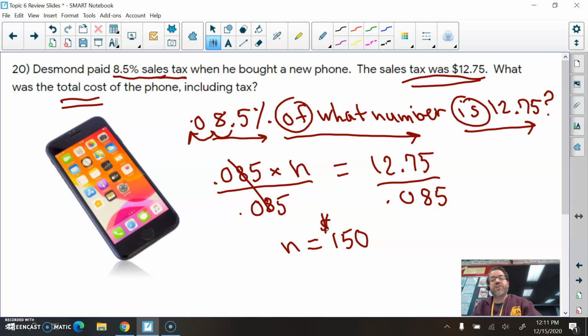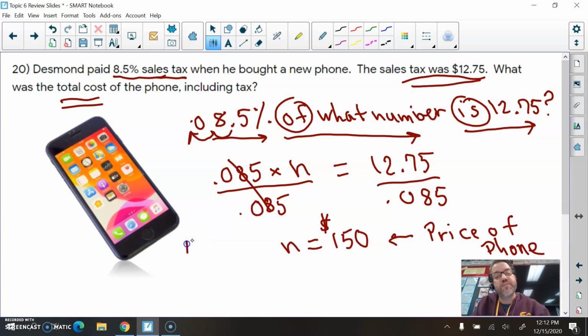Okay, so this is the cost. That's the price of the cell phone. Is that the answer to this question? $150? What was the total cost of the phone, including tax? This is the price for the phone. By the way, that's a very inexpensive phone. It's $150.